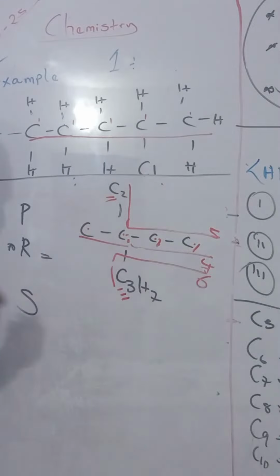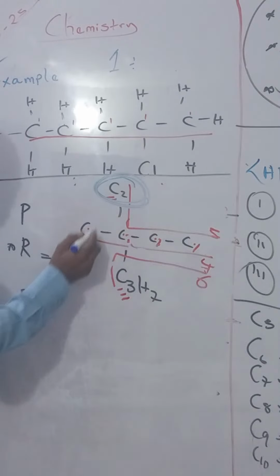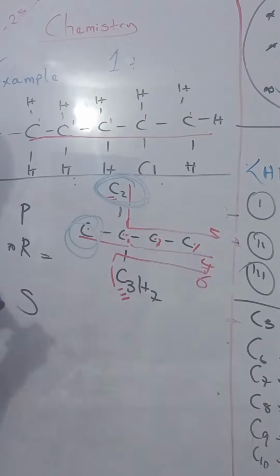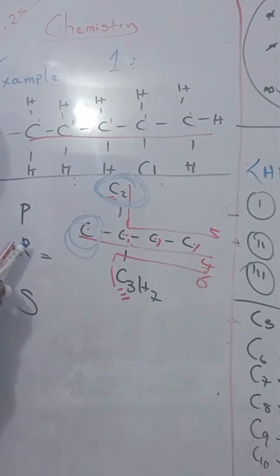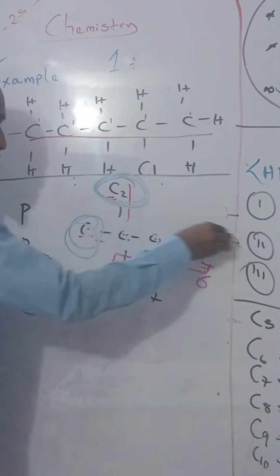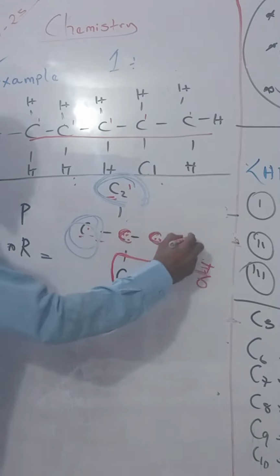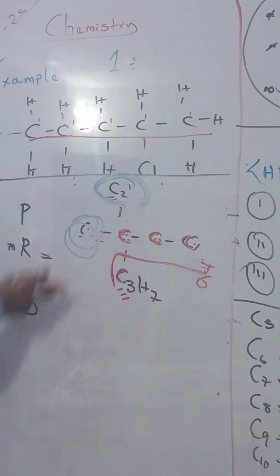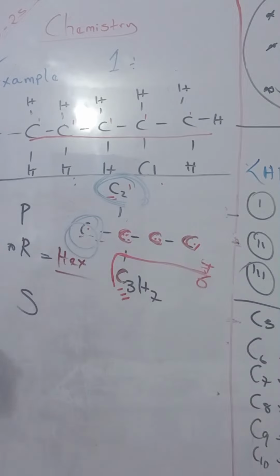So the LCC is 6, which means this one is not part of the LCC, the root. And this one is not part of the LCC. The LCC goes like this. Let's erase it. The LCC goes like this. See where the LCC goes? So this and this are the LCC, and these two are not part of the LCC. So the LCC is 6. And what is 6? Hex. It's as simple as that.